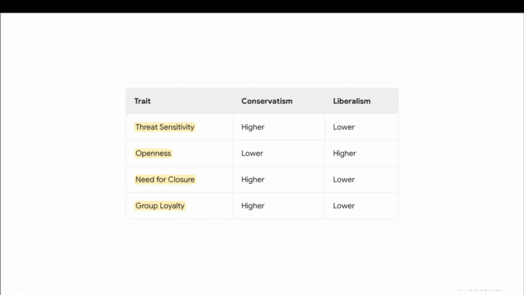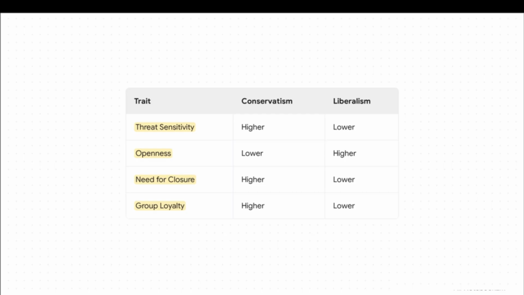Now, this is where it gets really fascinating. It turns out these psychological factory settings aren't the same for everyone. A ton of research shows that, on average, people who lean conservative have a more sensitive smoke detector, a stronger physical reaction to threats. They also tend to prefer order, tradition, and strong group bonds. On the flip side, folks who lean liberal tend, again, on average, to be more open to new things and more comfortable with ambiguity.